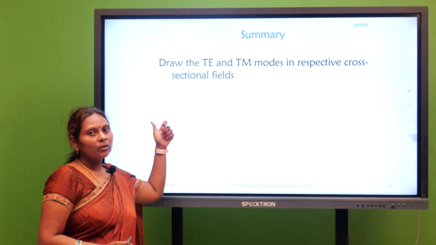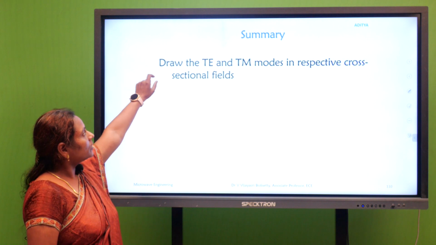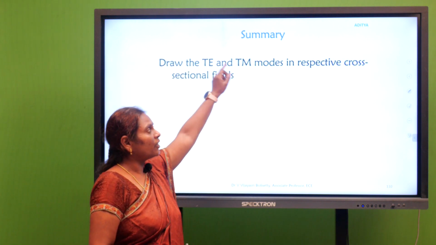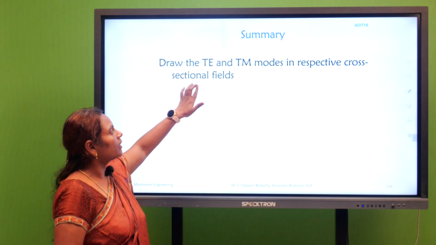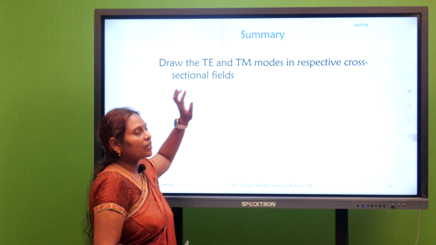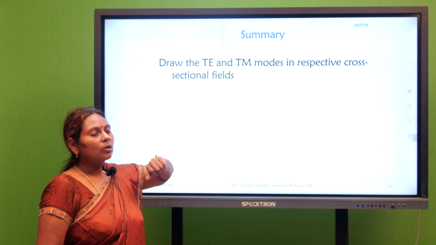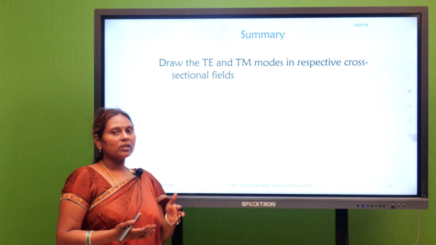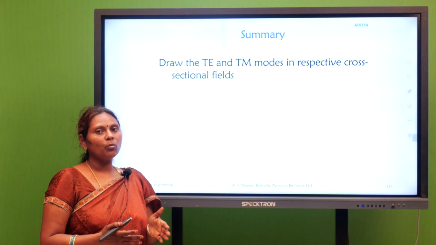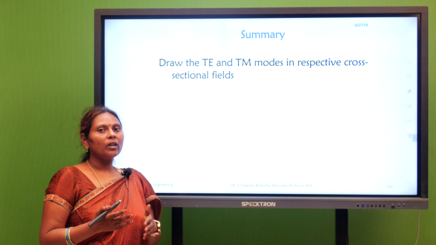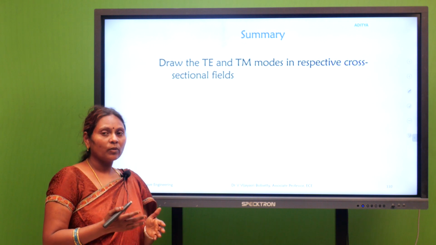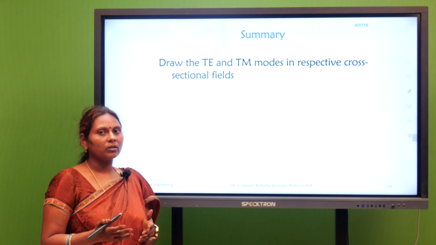So, coming to the summary, we can draw the TE modes and TM modes for different values of M and N in the respective cross sectional fields. So, we have seen the TE modes and TM modes, either it is electric modes E or M, we are going to represent them in terms of arrows or in terms of dots. Okay.